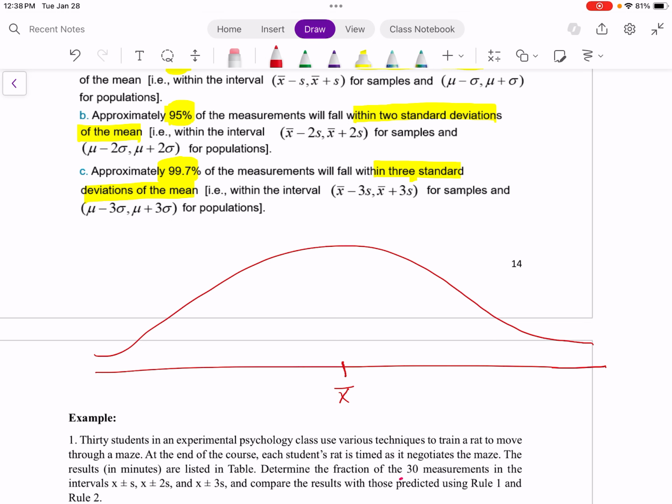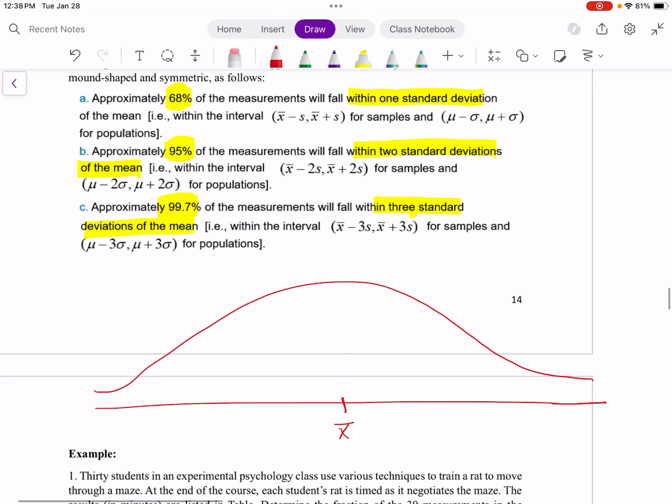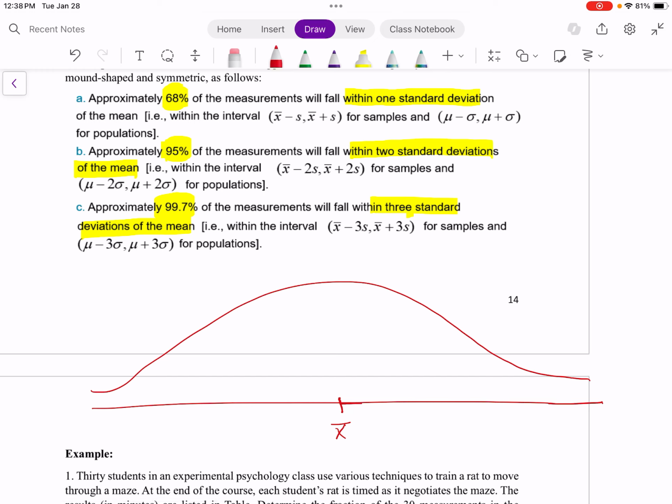Now let's construct an interval with one standard deviation. So let's say this is x bar plus s and this is x bar minus s. So this part is our one standard deviation. And what percentage of the measurements do we find in this region? This interval is one standard deviation of the mean. What is the percentage of the measurements we find in this region? 68. So this region has 68% of the measurements.